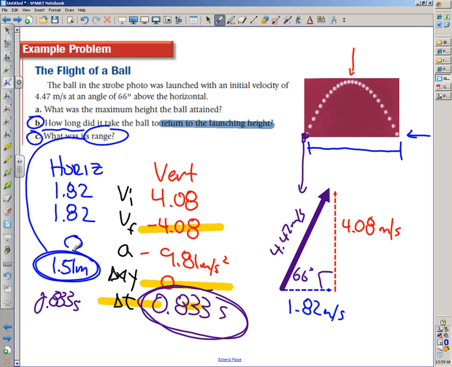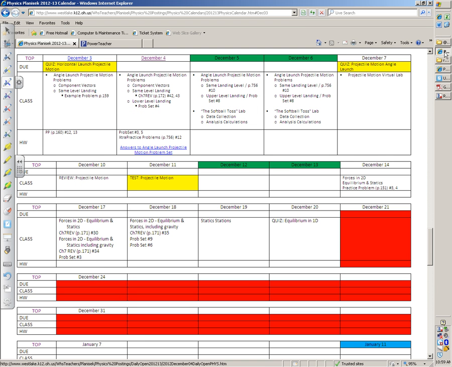Alright, so we get 1.51 meters. Next example that I want to do with you, very similar. I'm going to go to page 172.